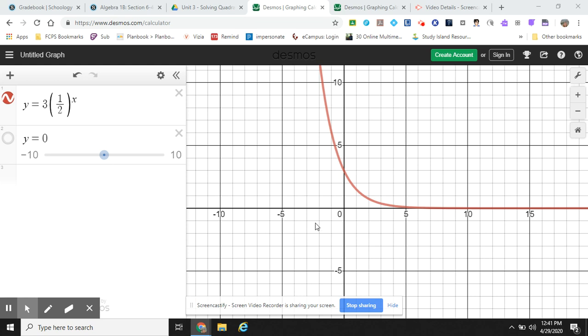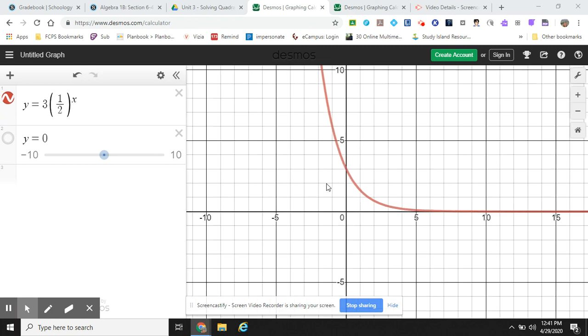Okay, here's the second example. This one is an exponential decay because it goes down from left to right as I read it. And if you see here, it's 3, and then in the parentheses is 1/2 to the x. And my questions are going to be the following.